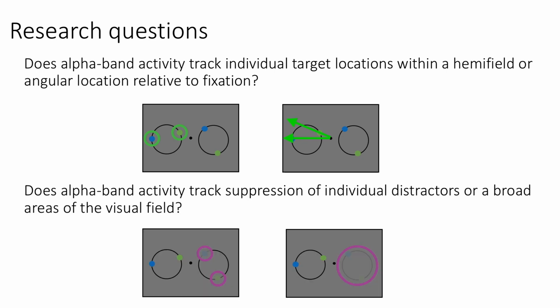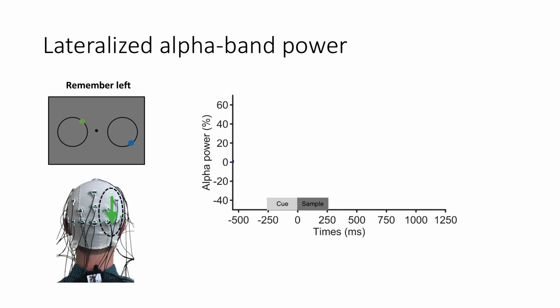And then the second question that this approach will allow us to test is whether or not alpha band activity tracks the suppression of individual distractors, or, to the extent that alpha band activity does reflect suppression of distractors, if this kind of suppressive mechanism is more limited to broad swaths of the visual field, like a hemifield, or perhaps all unattended locations.